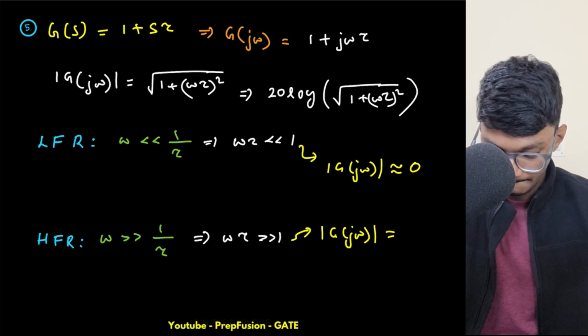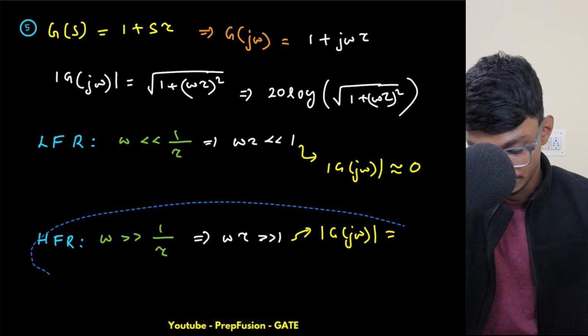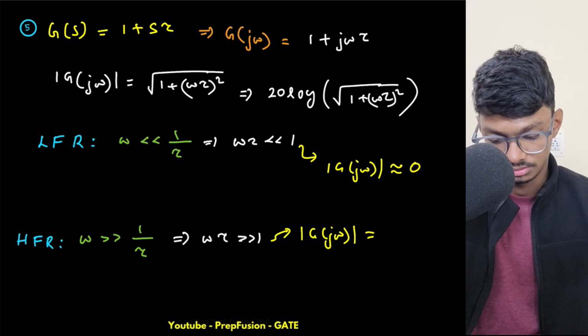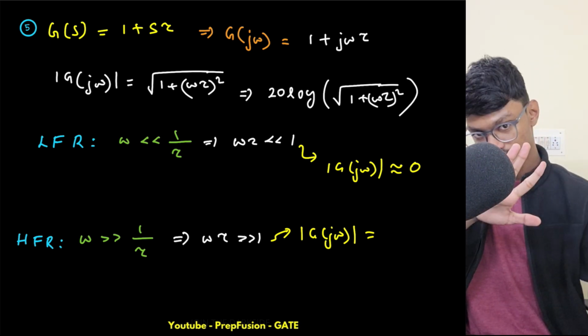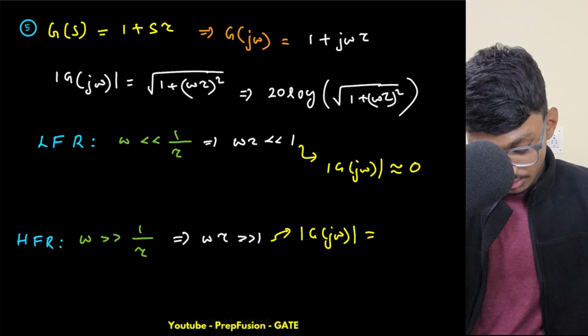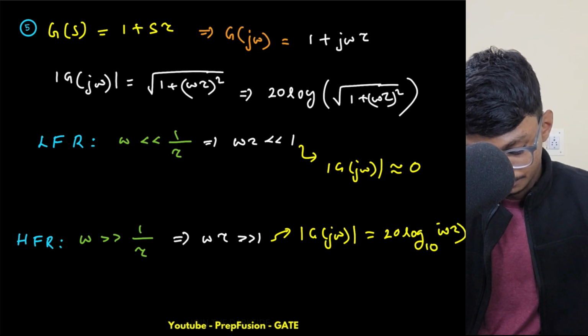Now this will be like a straight line with a slope, as we got for simple s, sorry, simple s over there. So this is 20 log 10 omega tau.